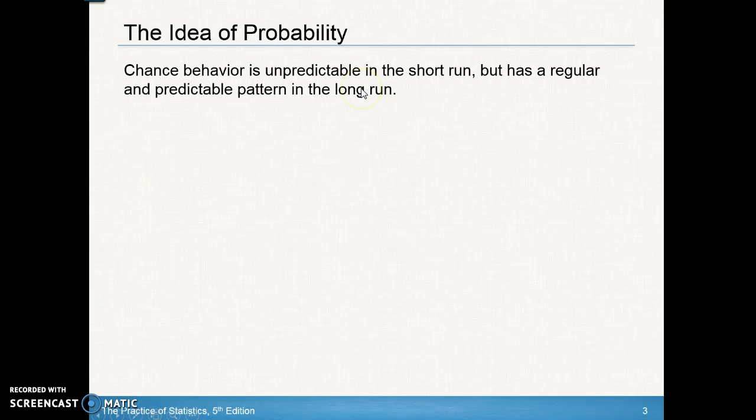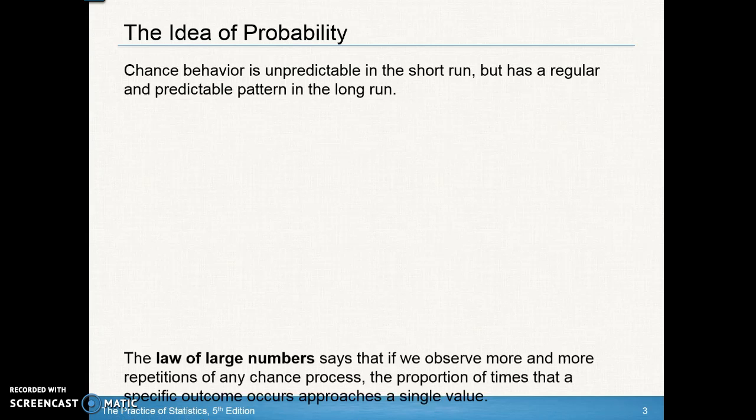So long run, what does that mean? If I were to flip a coin 1,000,000 times, hopefully, due to the probability that you have 50% to get tails and 50% to get heads, in the long run, about half of those flips would be tails.